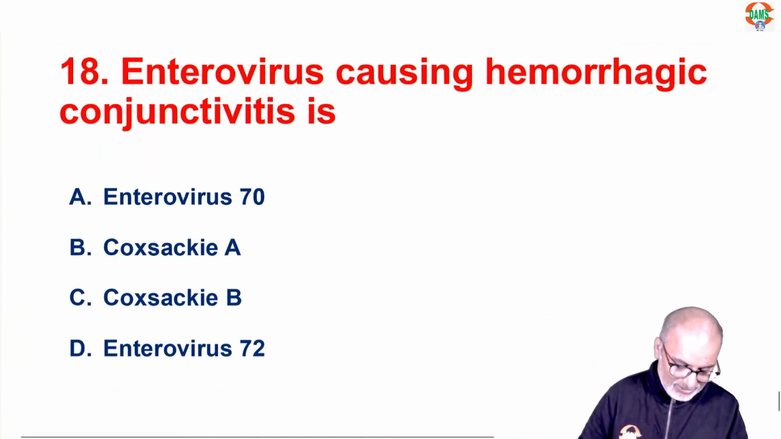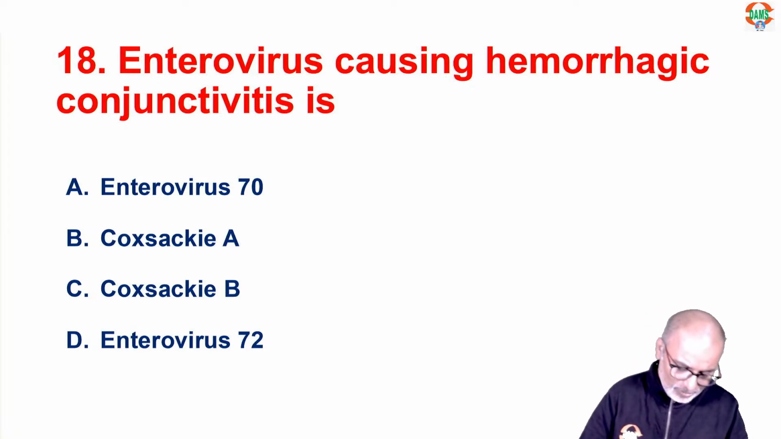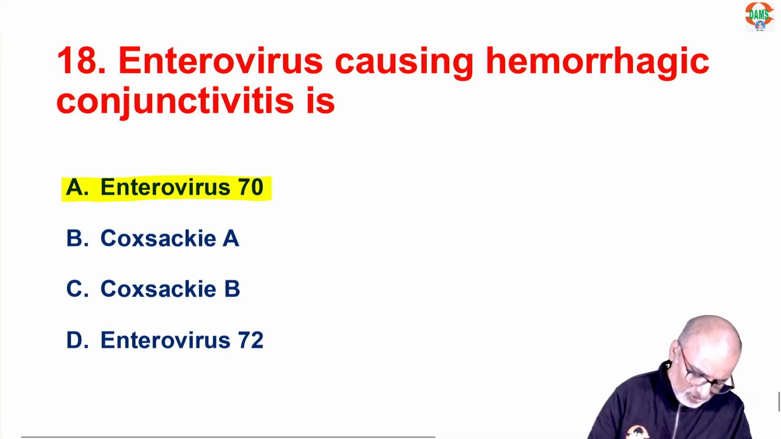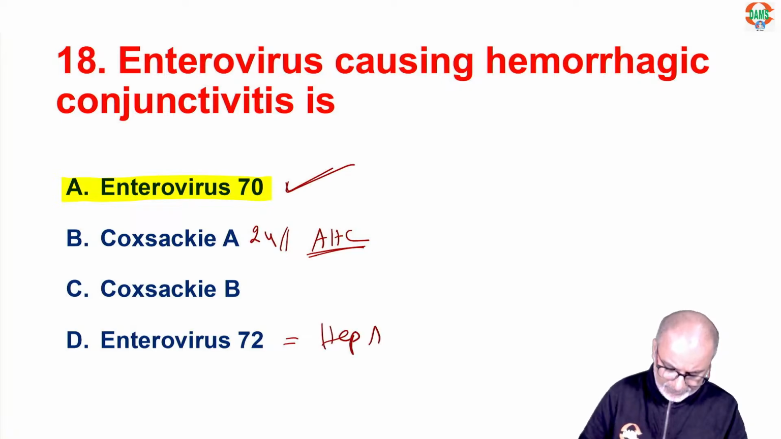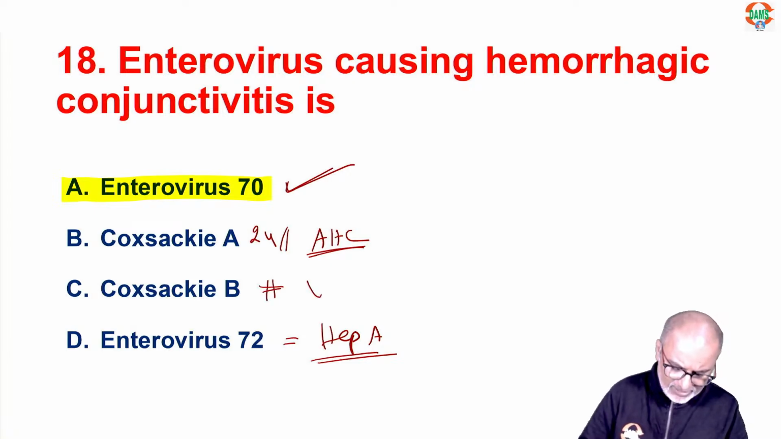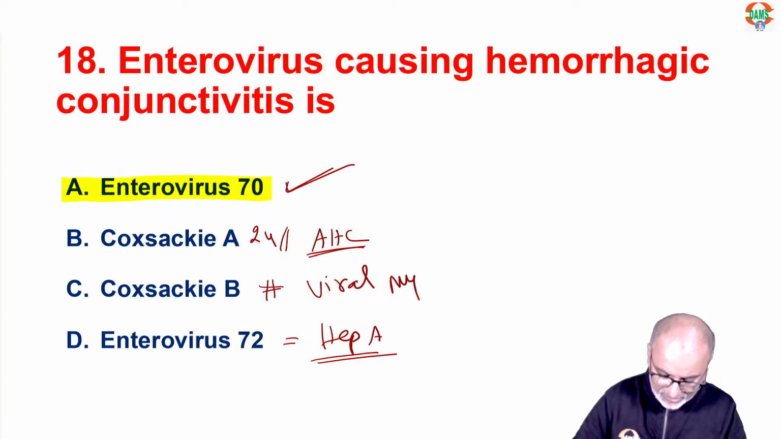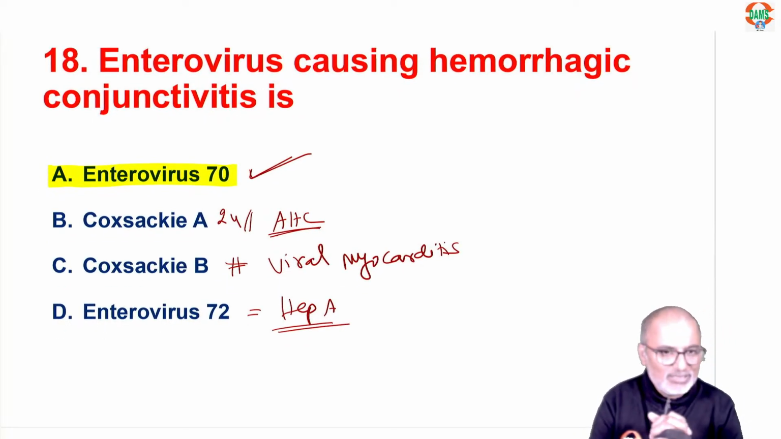Yes, this I did surgical strike from ophthalmology. They already discussed in ophthalmology, but enterovirus causing hemorrhagic conjunctivitis. Okay, hemorrhagic conjunctivitis commonly enterovirus 70. Even Coxsackie A24 also causes acute hemorrhagic conjunctivitis, but this is common. Enterovirus 72 is hepatitis A. Morphologically, it is hepatitis A. Coxsackie B causes viral hepatitis. Sorry, viral myocarditis, slip of the tongue, myocarditis.